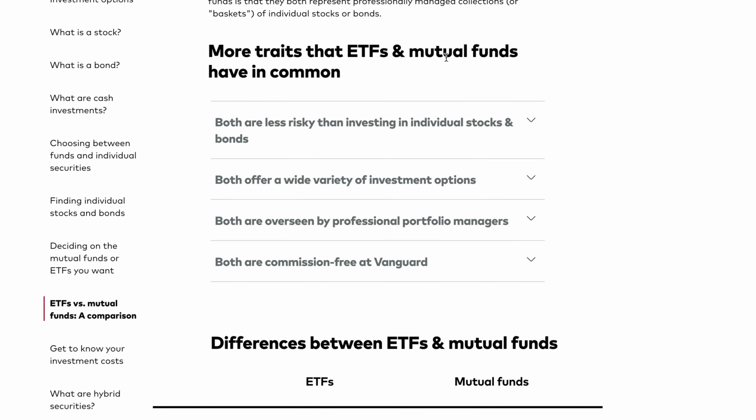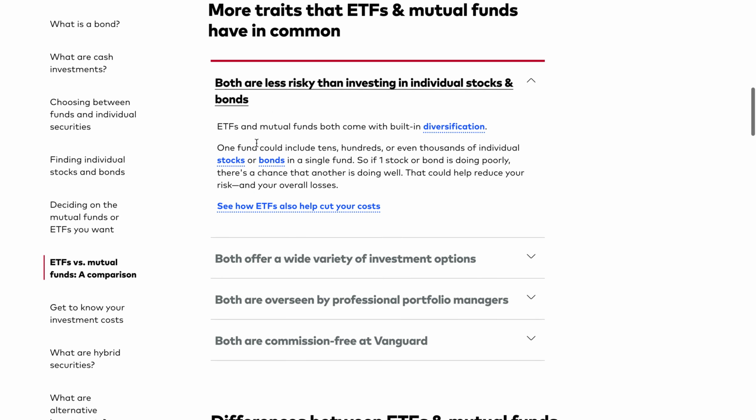So there's other traits that ETFs and mutual funds have in common. Both are less risky than investing in individual stocks and bonds, is kind of what I just touched on. So ETFs and mutual funds both come with built-in diversification. One fund can include tens, hundreds, or even thousands of individual stocks or bonds in one single fund. So if one stock or bond is doing poorly, there's a chance that the other is doing well. So this could help reduce your risk and overall losses. So that's kind of what I spoke on before. If you have a basket of stocks and one company in there does poorly, you have some other ones doing better, it kind of evens that out or de-risks the whole portfolio or your ETF or mutual fund.